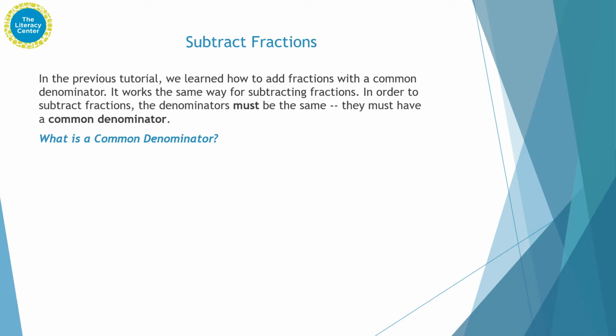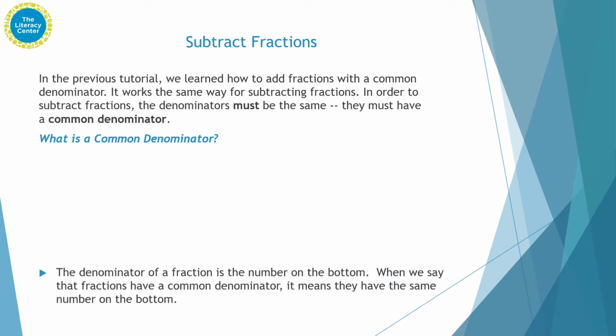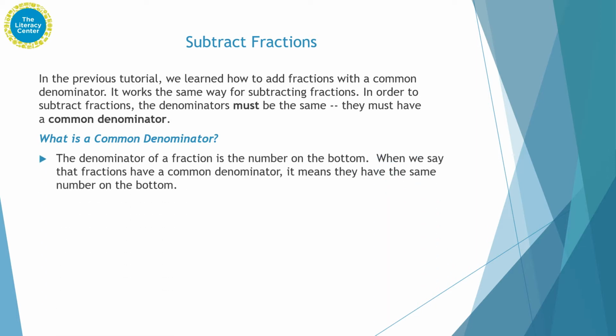Let's take a little bit of revision for that one. The denominator of a fraction is the number on the bottom. When we say that fractions have a common denominator, it means they have the same number on the bottom. Do you remember this? 4/5 and 2/5. You can see we have the same bottom number. The same bottom number is called a common denominator.